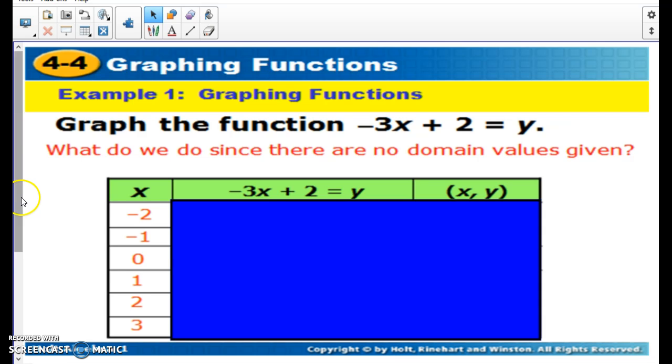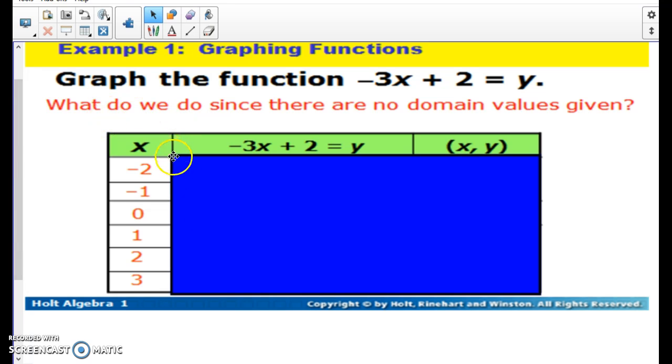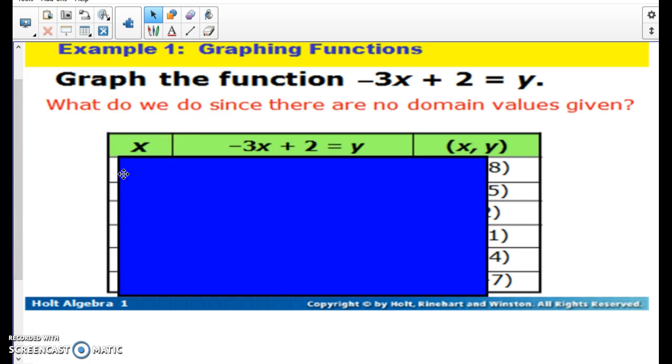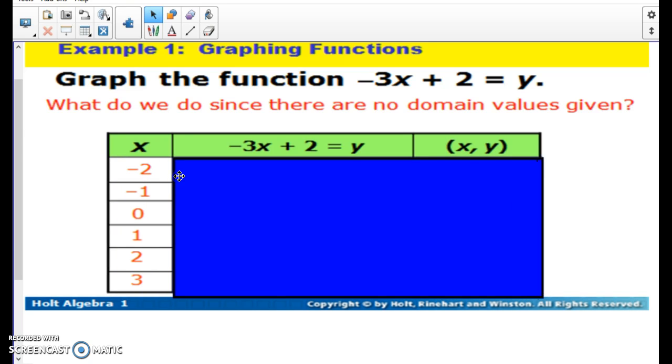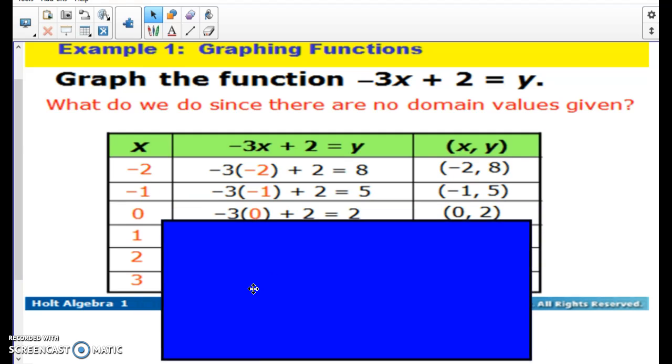Kind of the same thing here. Y is already by itself, but they didn't give us any of the domains. So let's pretend that those are not there. They didn't give us any. I say you need to pick at least 3 until you see what the pattern is going to be. That's why it's important that we know what shape it's going to be, so we know what we're looking for. Here, I see x to the first power. There's no x to the second power. There's no absolute value. So I know it's going to be a straight line. So really, I could be done after these first 3.